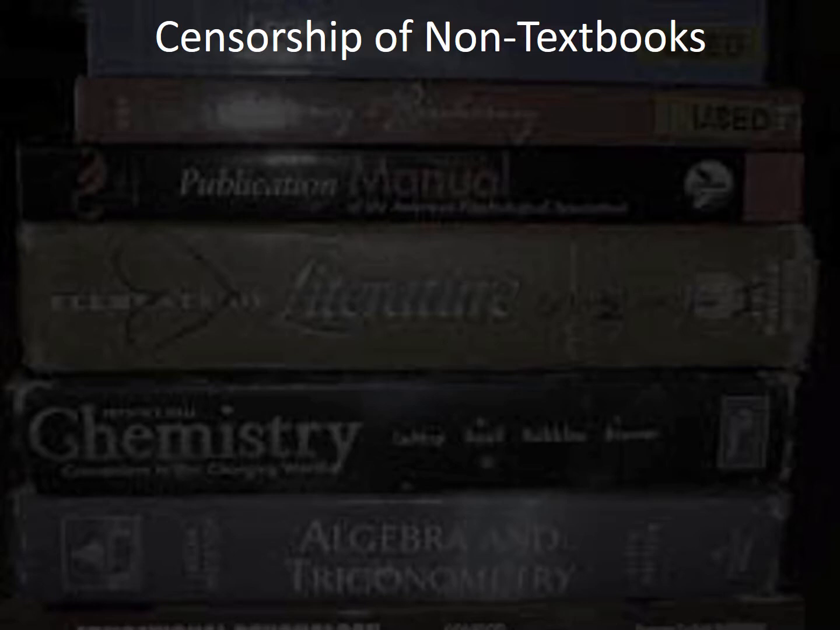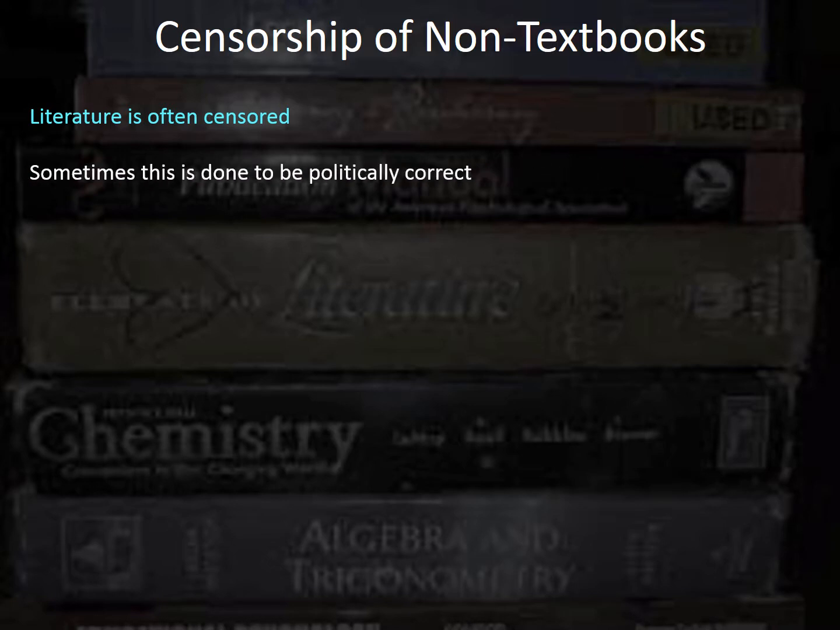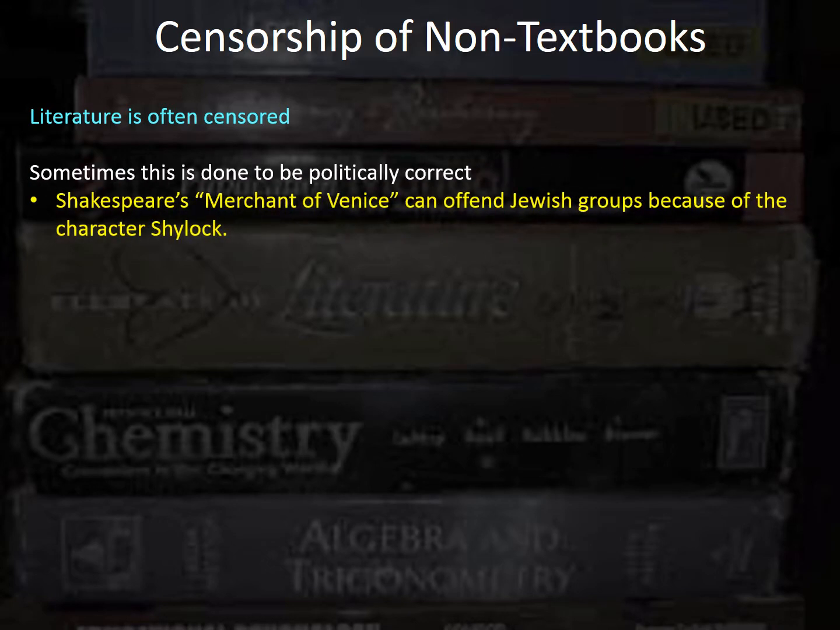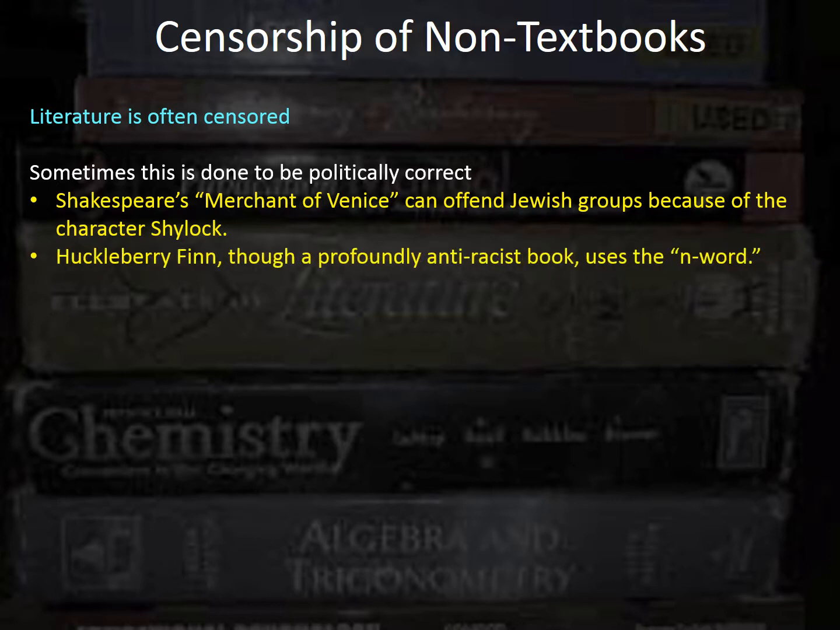Even non-textbooks are censored. Literature, for example, often gets the axe. Sometimes this is done for reasons of being politically correct. Shakespeare's Merchant of Venice has a character named Shylock that portrays Jewish people in a bad light and so often arouses ire. Huckleberry Finn, even though it has a profoundly anti-racist message, uses the N-word throughout the book and so is commonly censored and banned in schools.